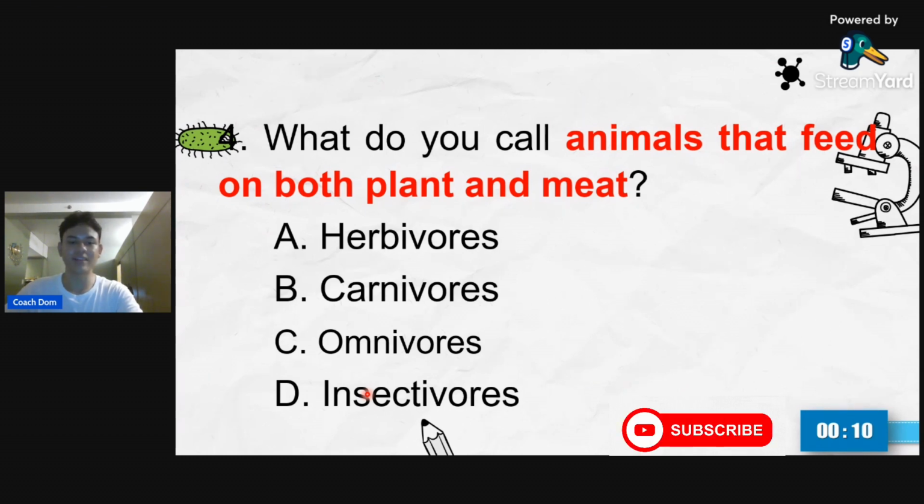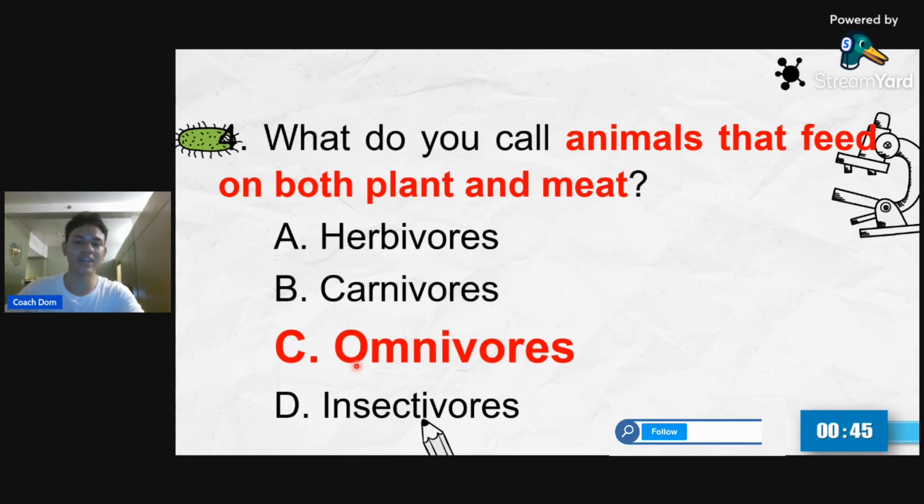Correct answer po natin dito, that is letter C, omnivores. So when you say omnivores po, ito yung kumakain ng plants tsaka ng animals. Hindi lang po yung mga animals na tinatawag na omnivores, but also humans are omnivores. Always remember, we are multi-diverse organism and we are part of animals.